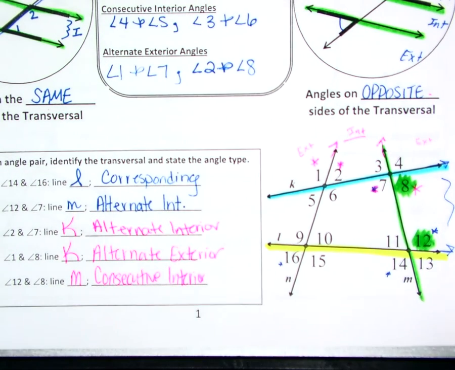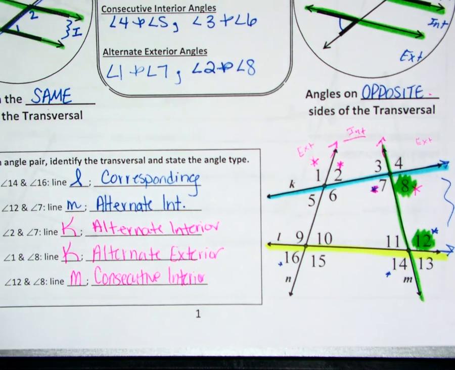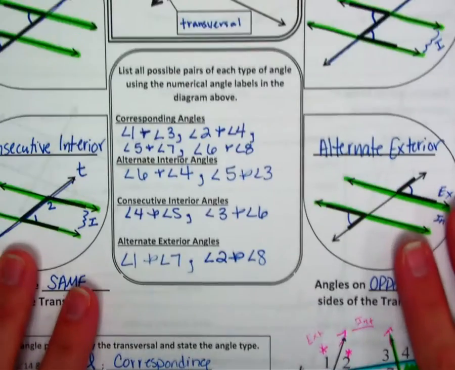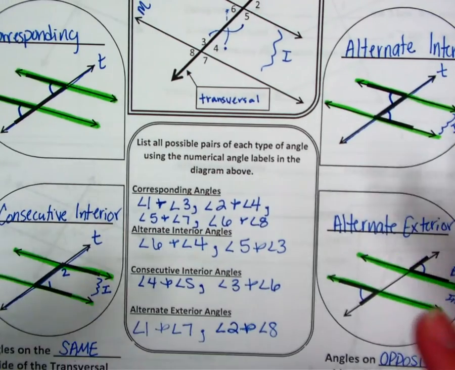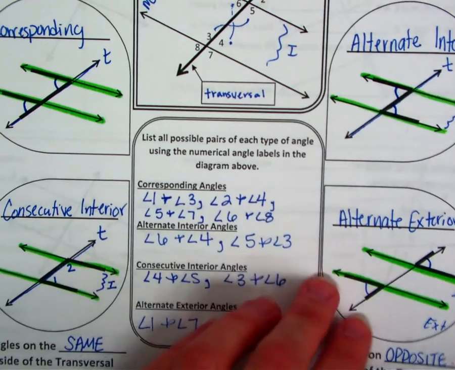Okay, and those are names. You're going to have to keep coming back to this piece of paper to see what the names are. You're not going to have those memorized overnight. So keep coming back to this top part where it has the names and it has a picture of them so you can see them.